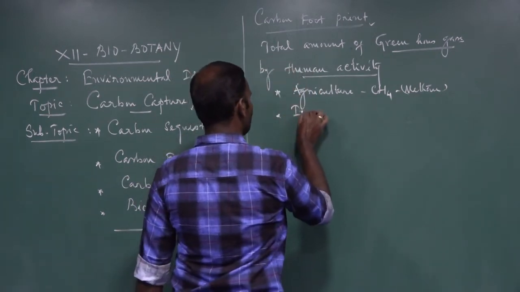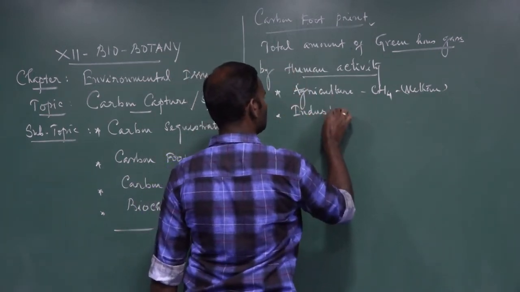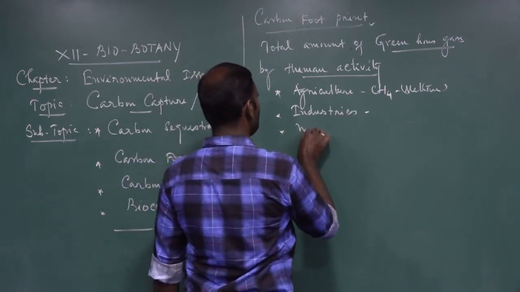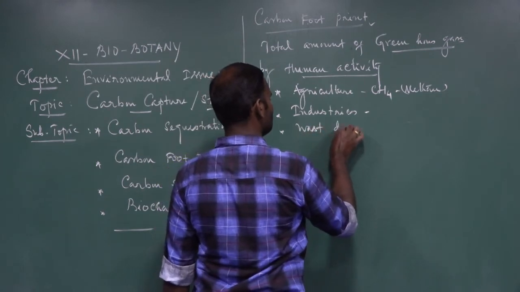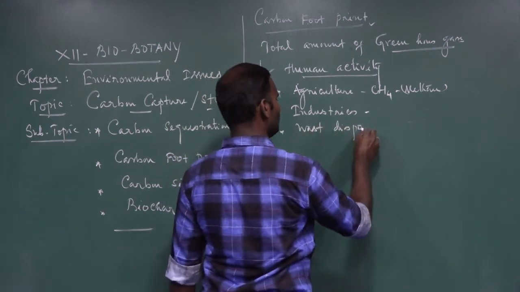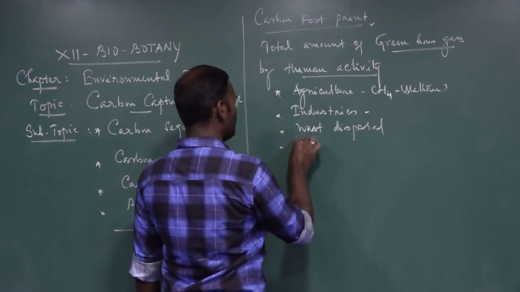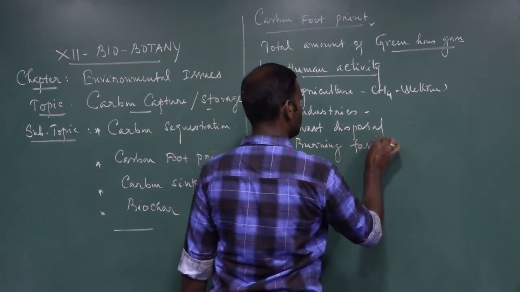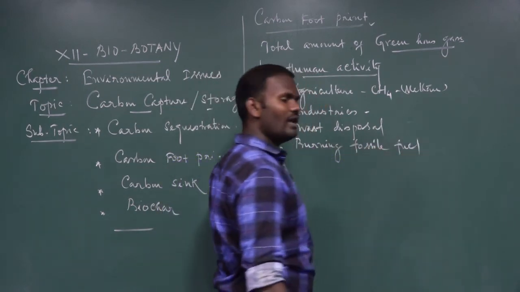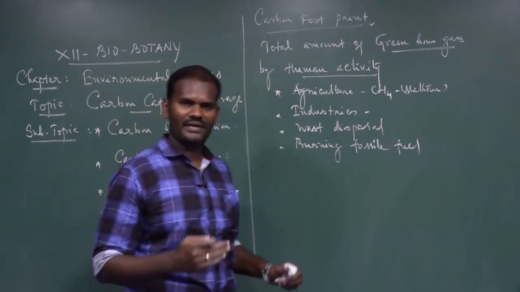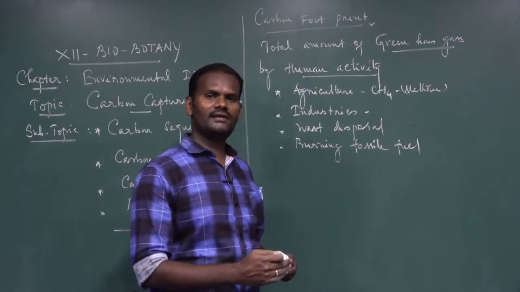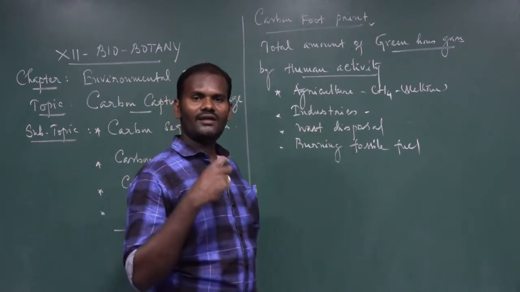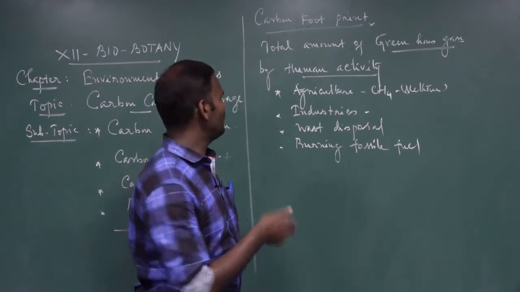Agriculture, industries, and waste disposal, dumping of waste, burning of fossil fuels like coal and petroleum, either directly or indirectly released into the atmosphere. These are the various human activities. So a lot of greenhouse gas emissions are due to human activities.